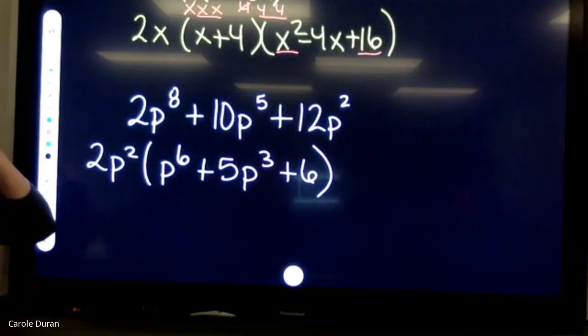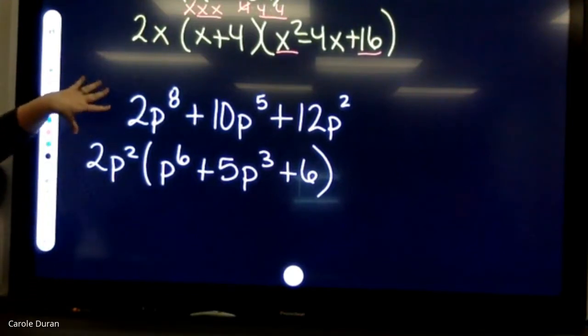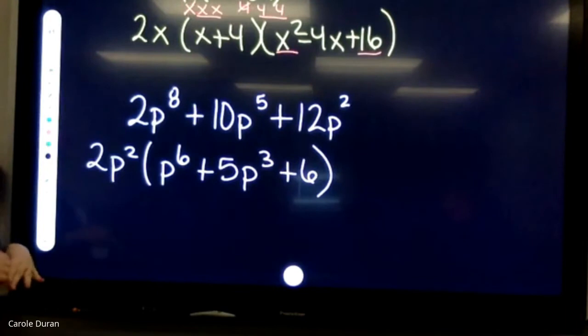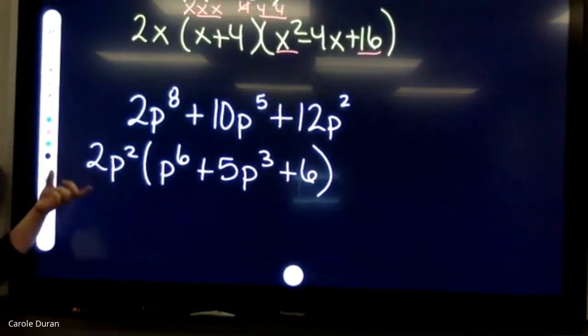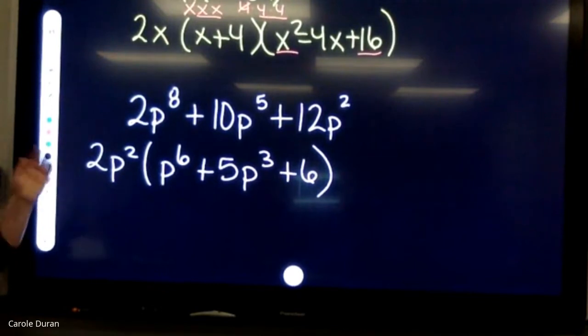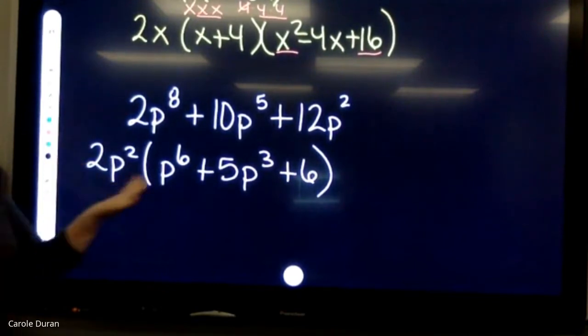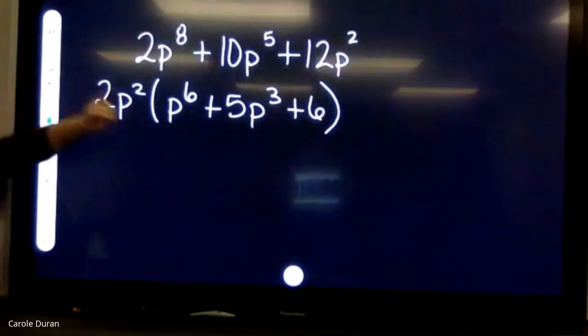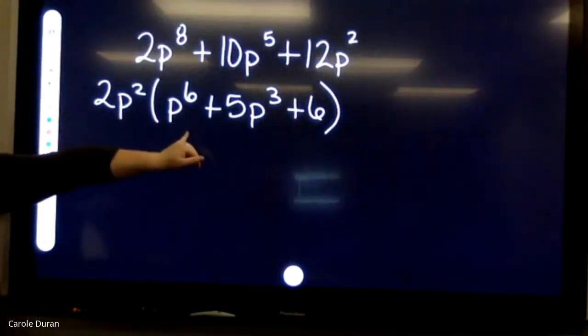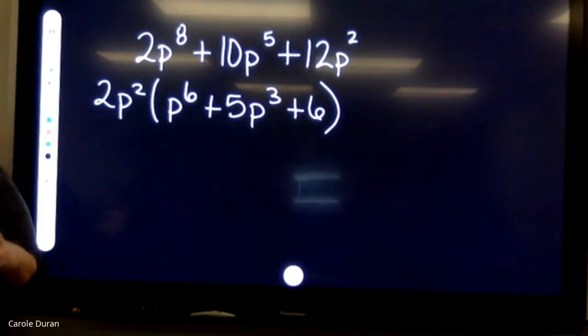Okay, so in this example, we had a trinomial, which means it didn't apply to any of our special cases. So the best way to factor this completely was to take out a common factor. We identified the largest common factor for all of these was 2p squared. So when I took it out, I was left with p to the 6th plus 5p cubed plus 6. Now I have the important task of identifying if this is factorable. And it is. I'm going to tell you right now that it is.